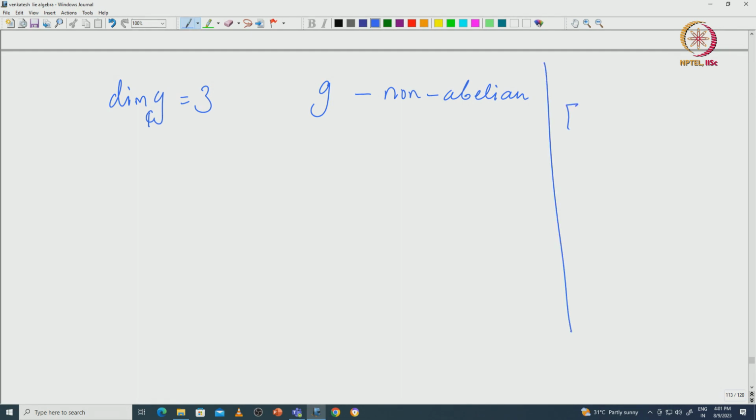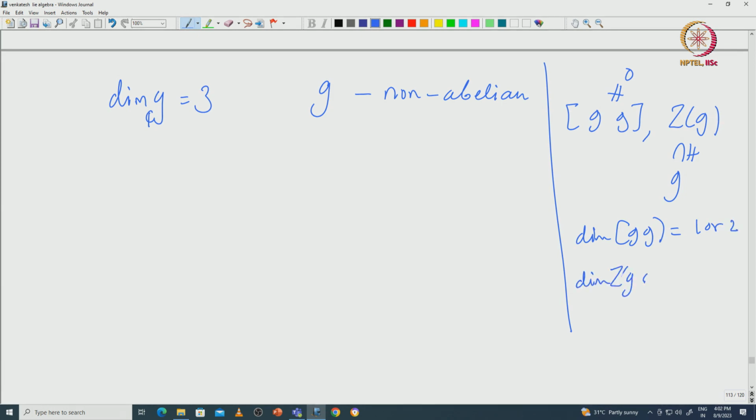Like I said, you have the derived algebra as well as the center. So, in terms of the derived algebra and the center, you can make the following assumption. The derived algebra has to be non-zero and the center has to be proper. Okay. Because G is non-abelian. So, now that means the dimension of the derived algebra can be either 1 or 2. Similarly, the dimension of the center can be either 0, 1 or 2. Okay. So, now we classify them according to this.